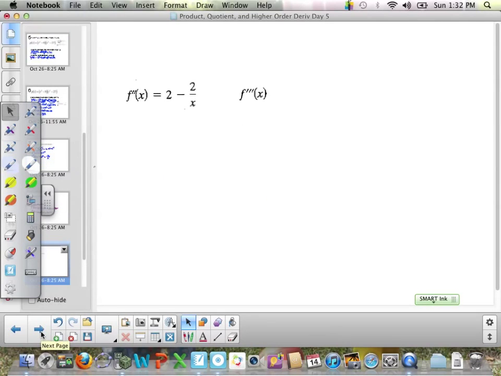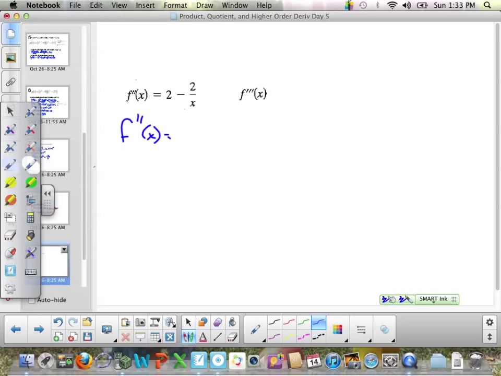All right, here we're given the second derivative and we want to find the third. That's what the 3 hashes mean and the 2 hashes. Well, let's rewrite our second derivative so we don't have the fraction. And then we'll take the derivative of that. The third derivative is 2x to the negative 2. Or if you insist, 2 over x squared.